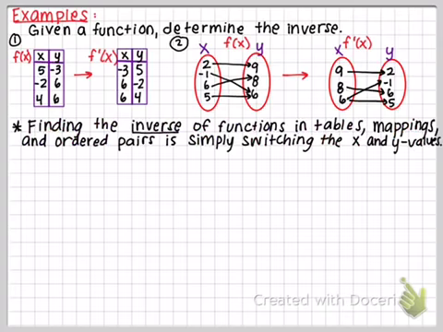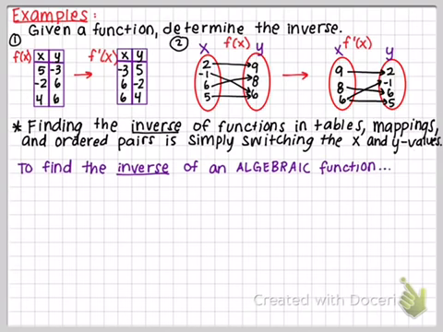So finding the inverse of functions in tables, mappings, and ordered pairs is simply switching the x and y values. All we did here, and if we had ordered pairs, which is just -3, 5 or something, you would just switch it around. So notice these are just flipped around. It's just switching the x and y values. So that's if you have one of these.